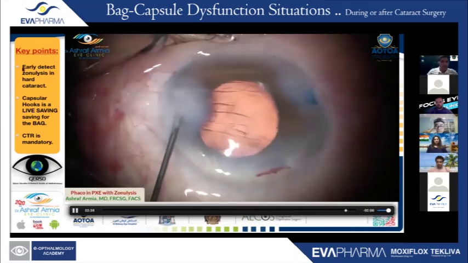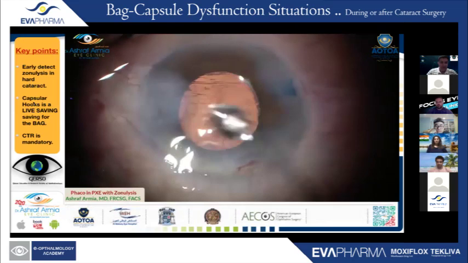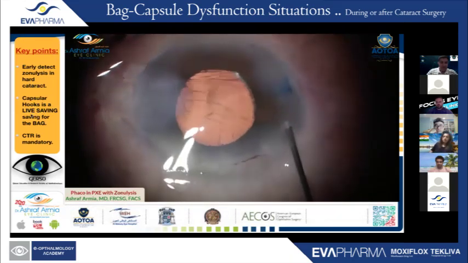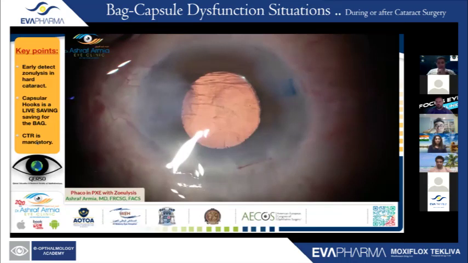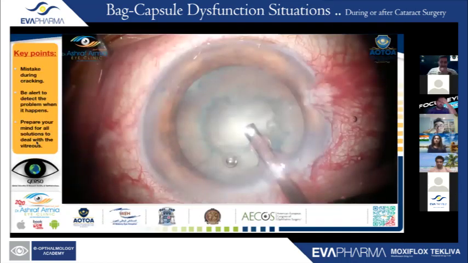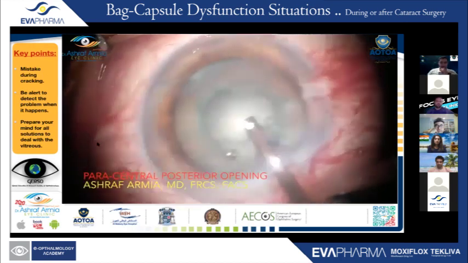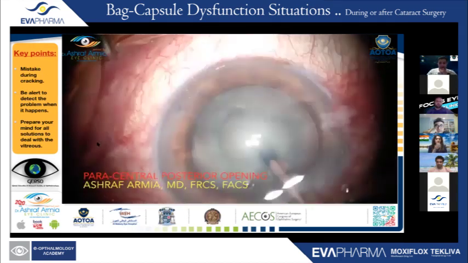So my key points here are early detection of zonulosis in hard cataract, capsular hooks are life-saving, and also CTR is mandatory. My second case was a very hard cataract, also a white cataract. And I made a mistake. You are going to see it now.